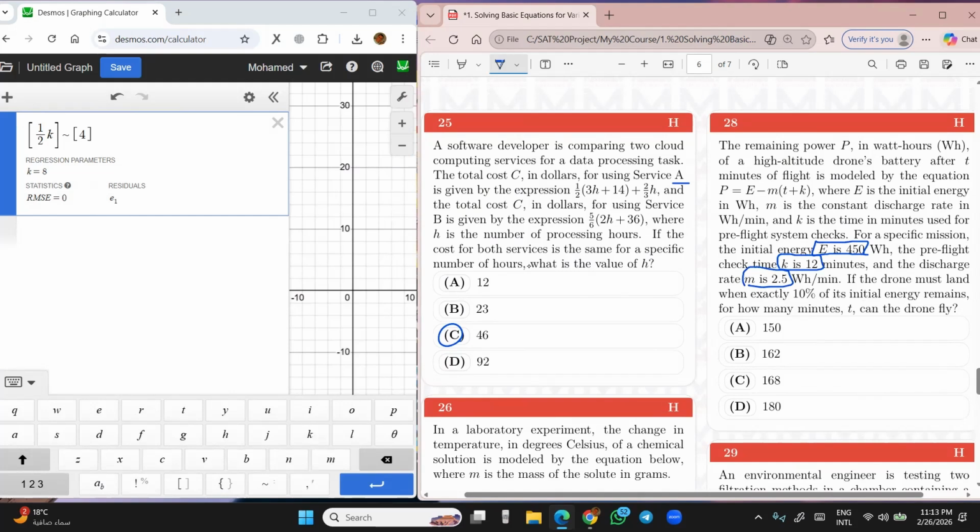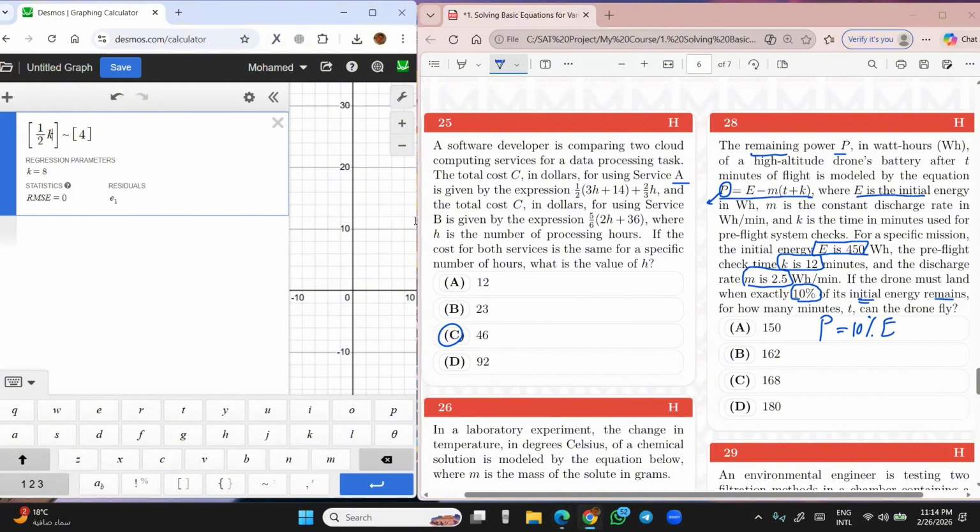If the drone must land when exactly 10% of its initial energy remains. Remains means the P, because the question says the remaining power P, so the remain is P. So we can say P is equal to 10% of the initial, and the initial is E. The question says here, E is the initial energy, so this is E. How can we write all of this information on Desmos? First of all, we start with this.